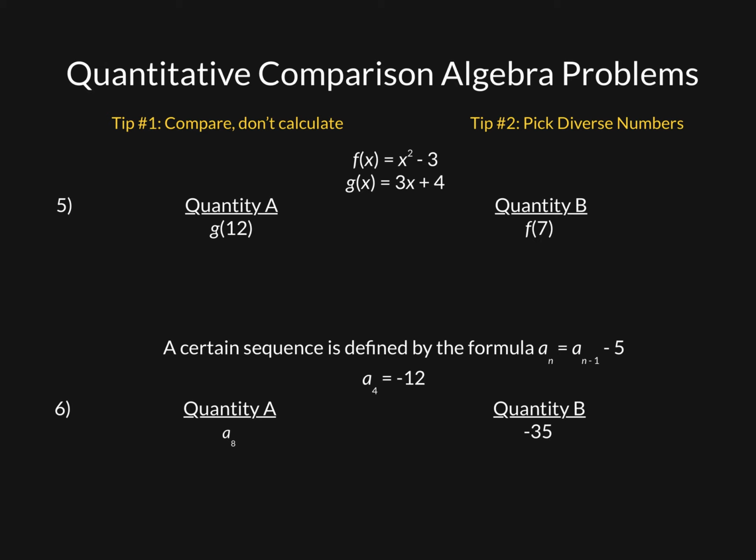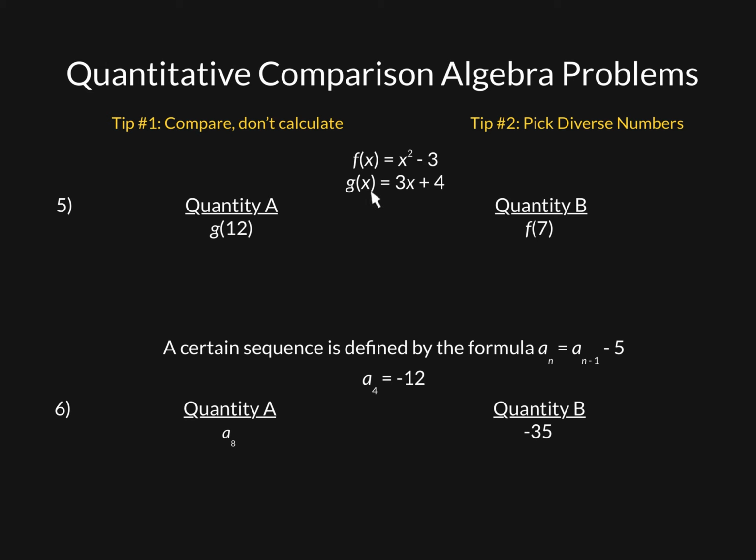Next, let's go ahead and take a look at numbers 5 and 6. Starting with number 5 here, we've got another great variety algebra problem, functions. So we're taking a look at quantity A, which is just g of 12, and quantity B, which is f of 7. And then here we've got our two functions, f of x and g of x.